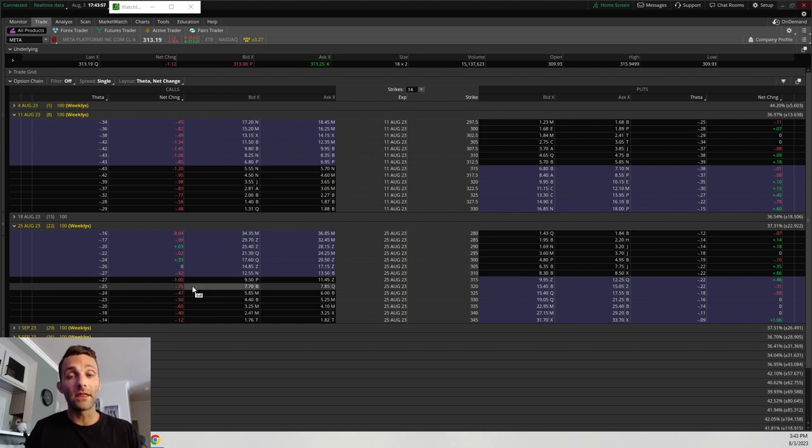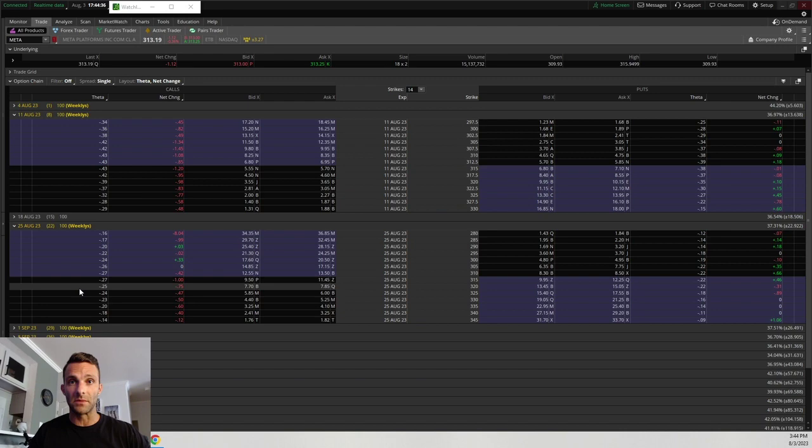And the reason why the theta is lower on farther out expiration dates is because there is more time for that stock price to move until it expires. So the 320 August 25th calls are going to lose 25 cents per day, assuming all other factors remain the same. And this is why trading options can be very tricky, because you have time working against you. They're essentially a depreciating asset if all other factors remain the same.